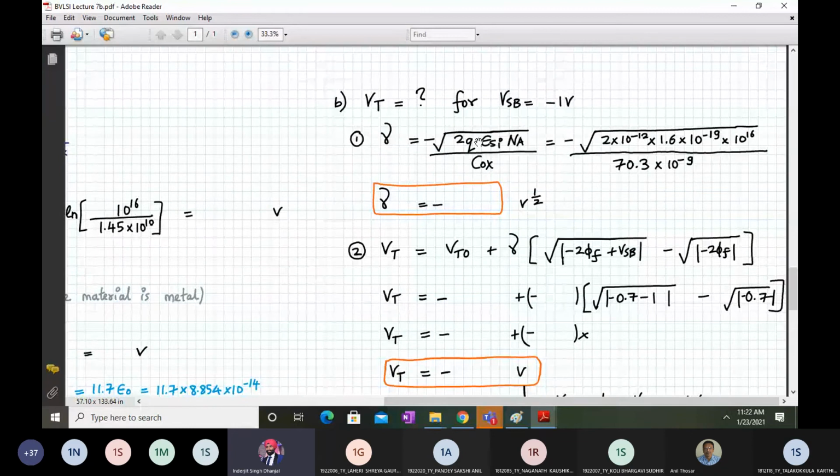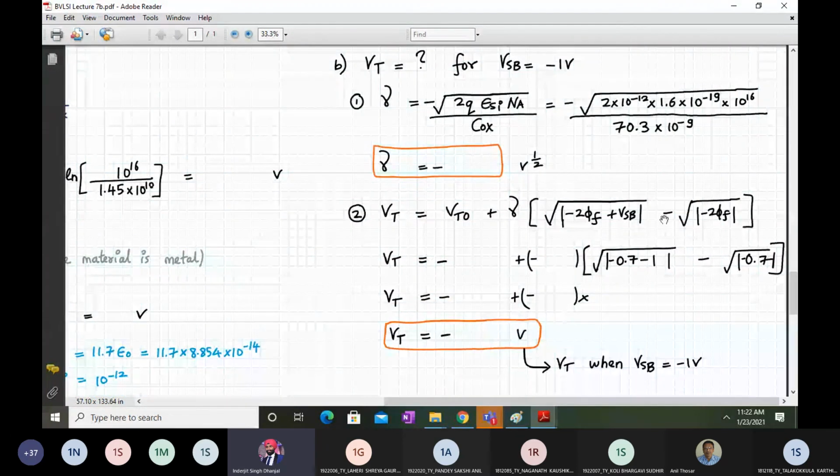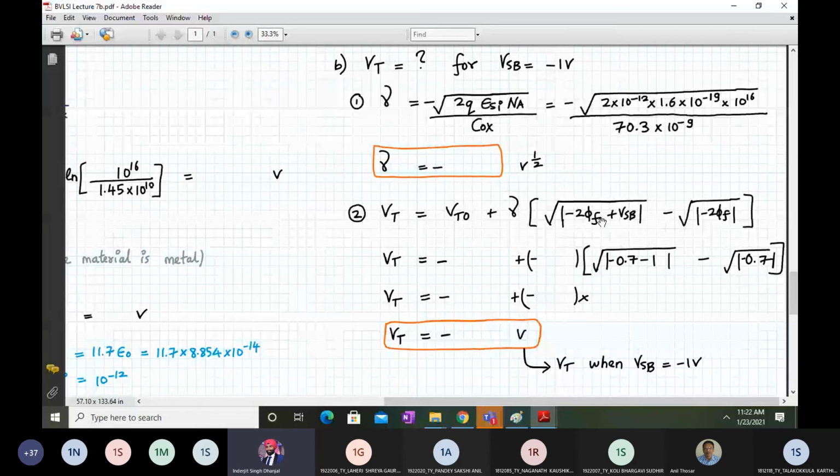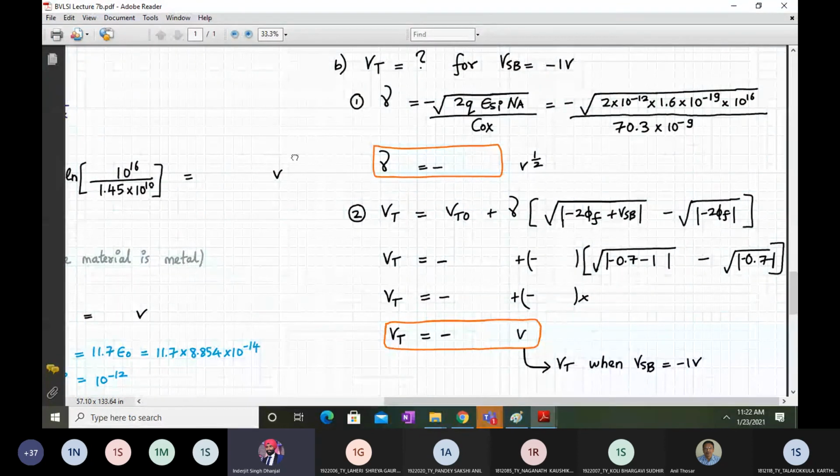Also, one more change is there. The body factor is a negative value for a PMOS. Don't forget that. Substitute these values carefully and then you can get the answer. Be very mindful of the polarity. It is -2 phi f. Here, for a PMOS, the phi f is positive, so it will be -0.7. Just be mindful of this.